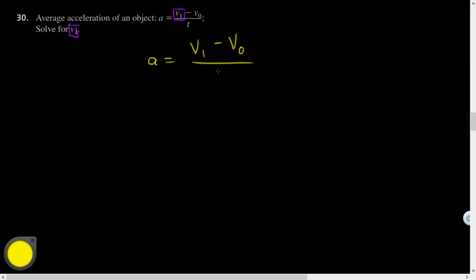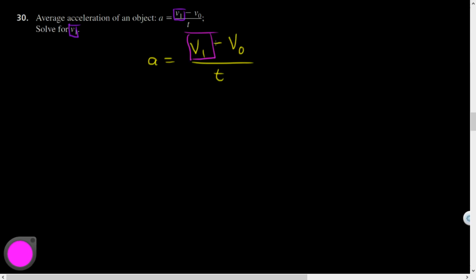Okay? Actually, let me write this down a little bit larger here. So a equals v sub 1 minus v sub 0 over t. Right, so everyone's writing this down. Did anyone think they got this problem right last night? Did anyone? Yeah? Oh. Let's see how it goes.